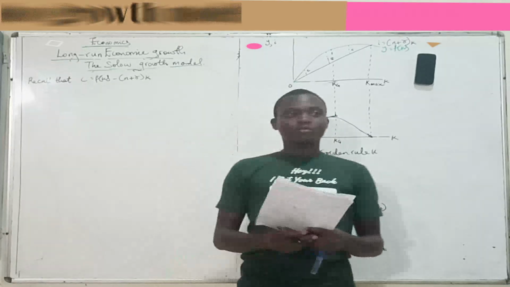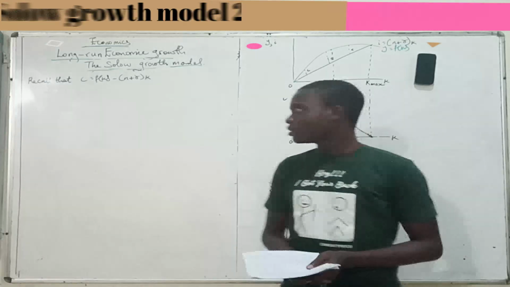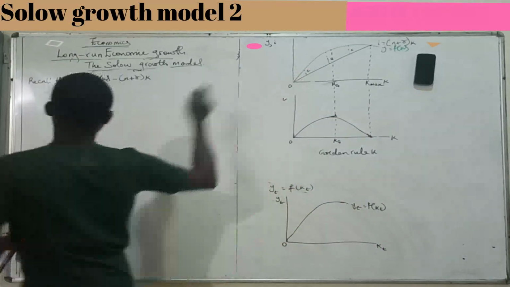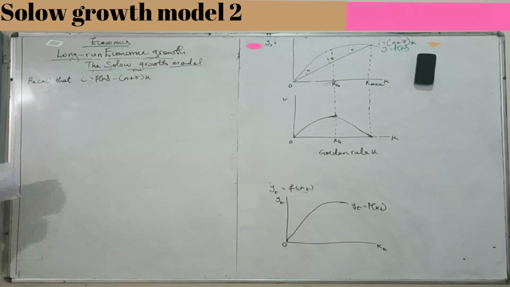All right, welcome back to Emotional Economics. Let's just pick up from where we stopped the last class. So recall, this was what we did in the last class. Today, recall that consumption is a function of capital minus (n plus d), so that's output minus investment, okay?